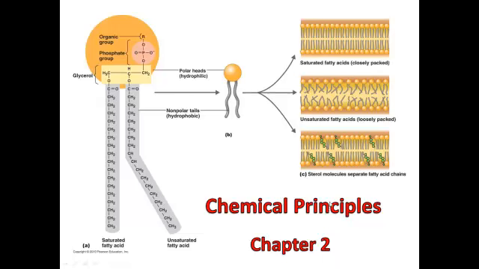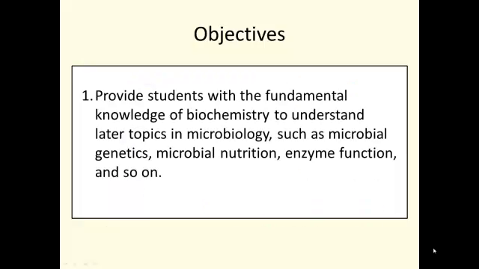Welcome to Chapter 2, Chemical Principles. In this chapter, we're going to be covering objective number 1, which is to provide students with the fundamental knowledge of biochemistry to understand later topics in microbiology, such as microbial genetics, microbial nutrition, enzyme function, and so on. But in this chapter, we're going to focus on a fundamental knowledge of biochemistry.